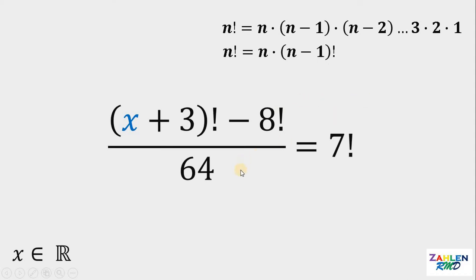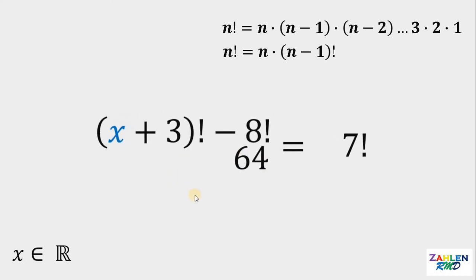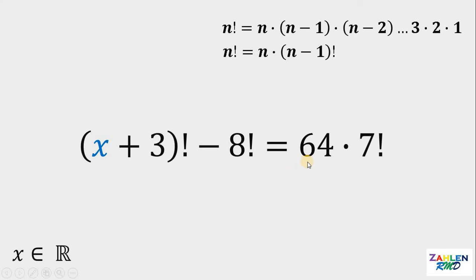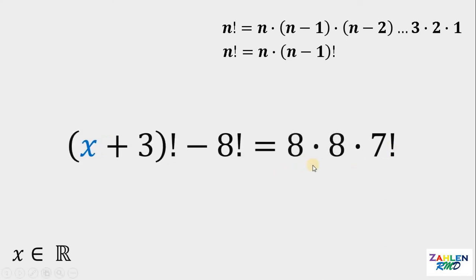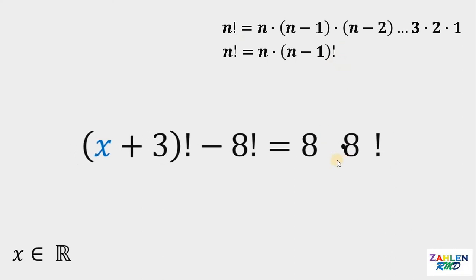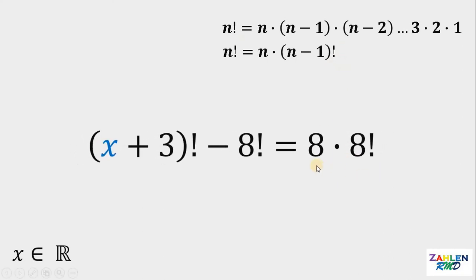Now, let's start. Let's solve for the value of x. First thing we need to do is to multiply both sides by 64. We know that 64 is just 8 times 8. Now, here we have 8 times 7 factorial, and using this identity, that's equivalent to 8 factorial. So the right-hand side is just 8 times 8 factorial.